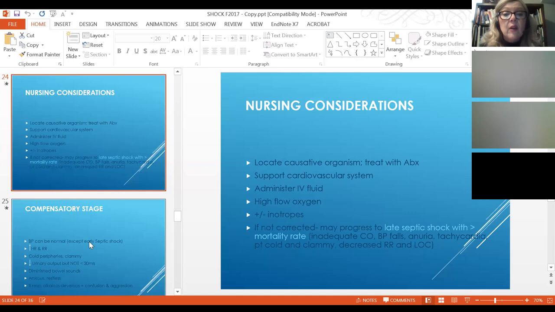So the early treatment of early sepsis is massive amounts of fluids. High flow oxygen as required. The patient may need some inotropes, so they may be ordered a dopamine infusion to help with a bit of vasoconstriction to shunt blood back to the heart, brain, and the lungs. If it's not corrected, it may progress to late septic shock with a very high mortality rate. And oftentimes, this is what causes the demise of our older adult population: late septic shock due to urosepsis.